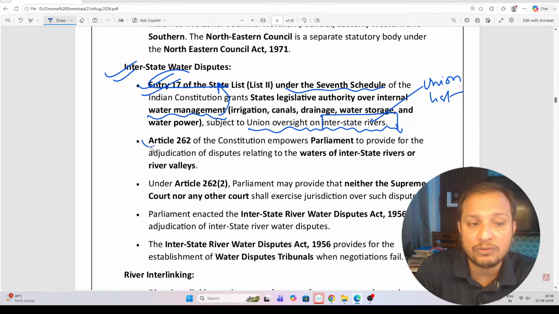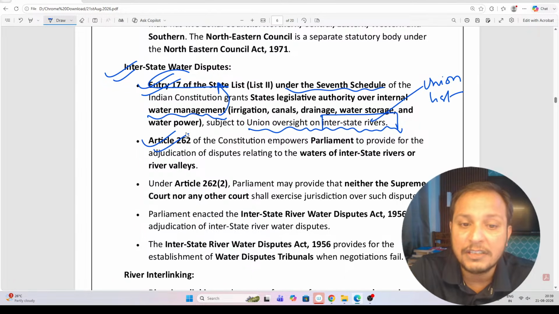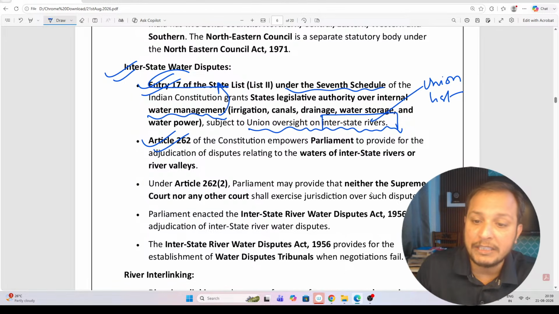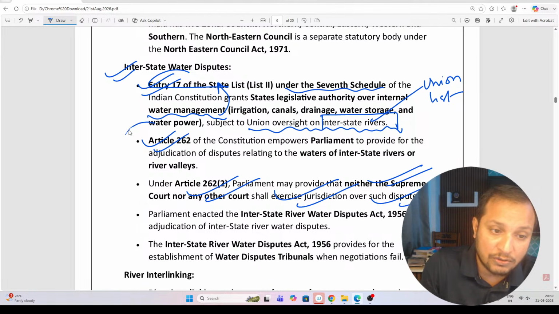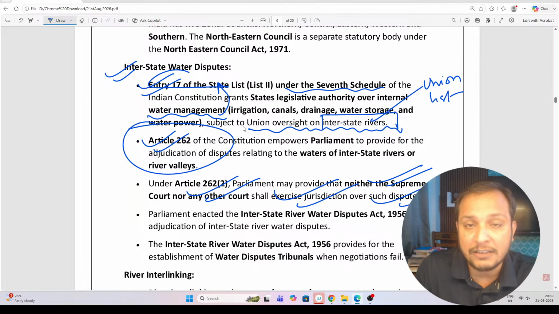Also, guys, Article 262 of the Indian Constitution empowers Parliament to provide for adjudication of disputes between the states, and it also bars the Supreme Court or any other court from exercising jurisdiction over such disputes. So Article 262 is very important. Under Article 262 only, Parliament is empowered to set up tribunals.